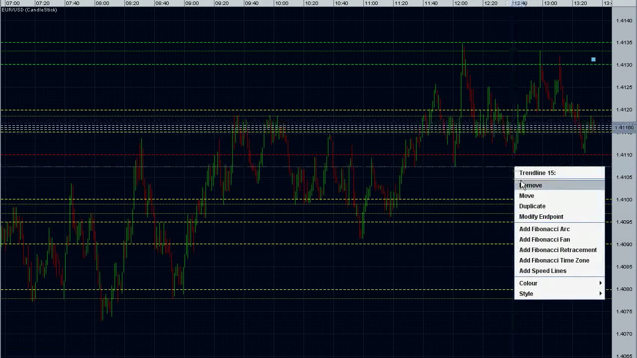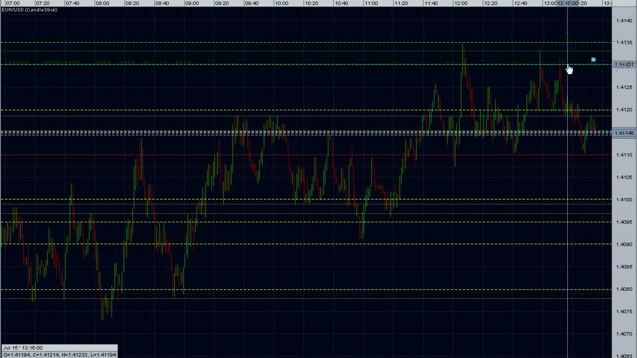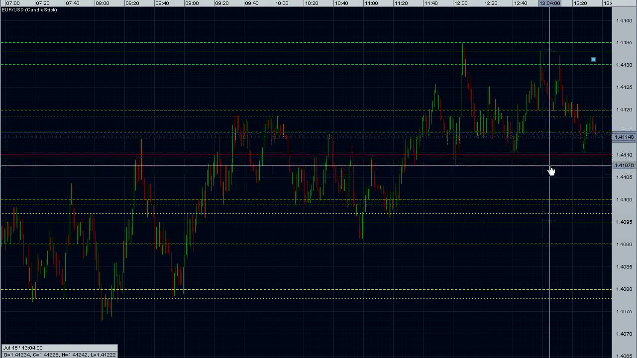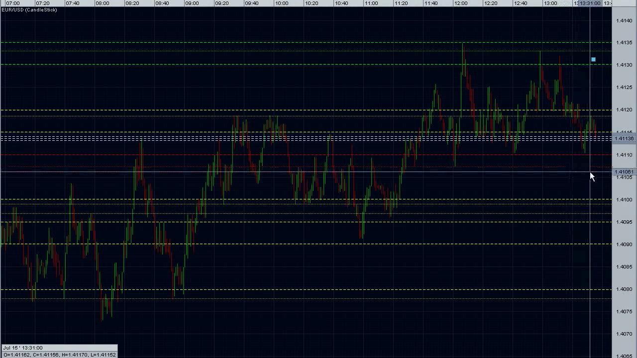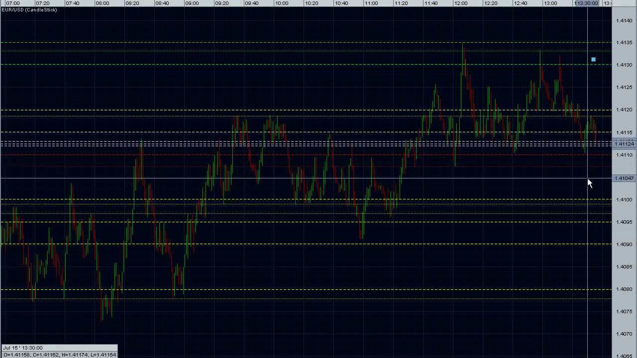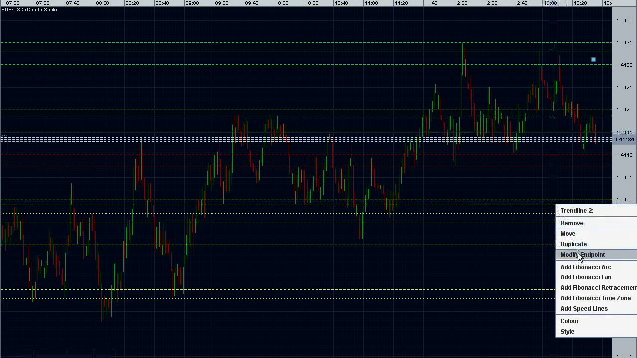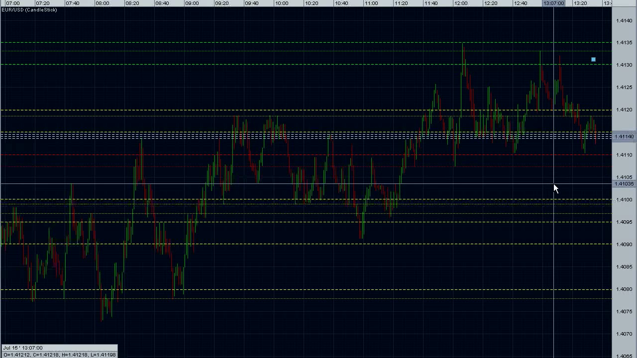Same thing down here. Since he spiked to this dotted line, I'm going to mark that one also. And same case as the long. In this case, since there's only two lines, I'd probably have a half size here and the other half here or whatever when he breaks these support levels to trigger those.